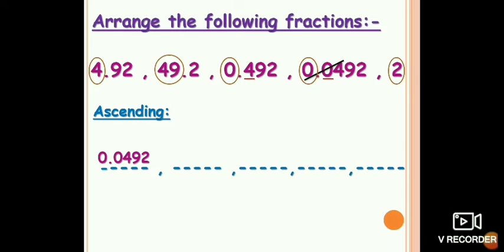0.0492. After that we write the other one, the 0.492. Then after that we have the 4 and the 49 and the 2. The smallest one now is the 2, so we cancel the 2 and write it down. Then we have now the 4 and 49. Of course the 4 is smaller, so we write the 4.92 down. Then the last one is the 49.2.